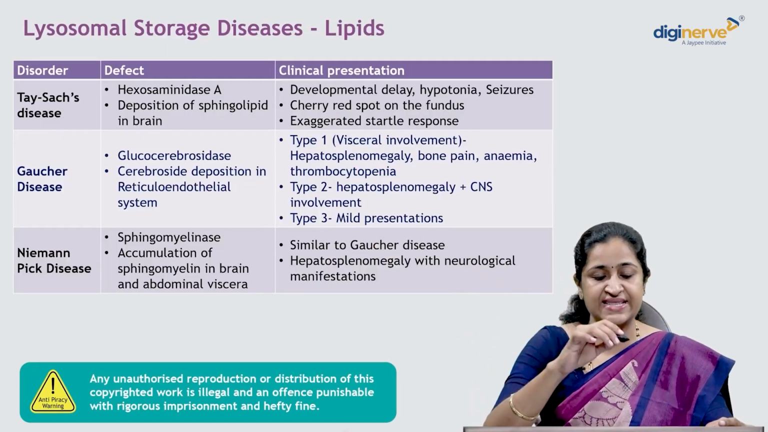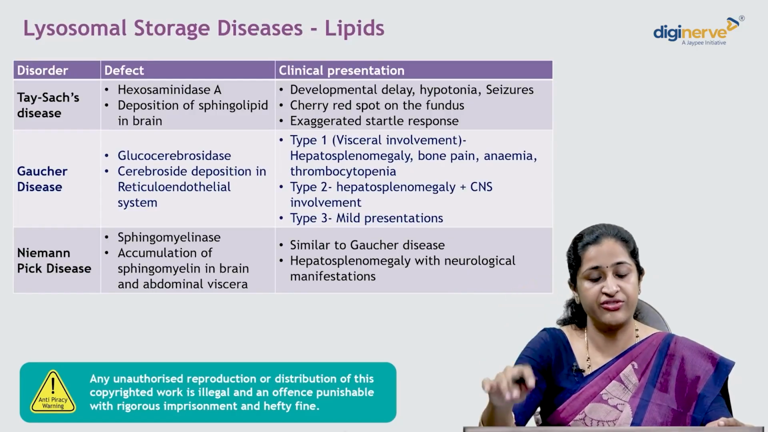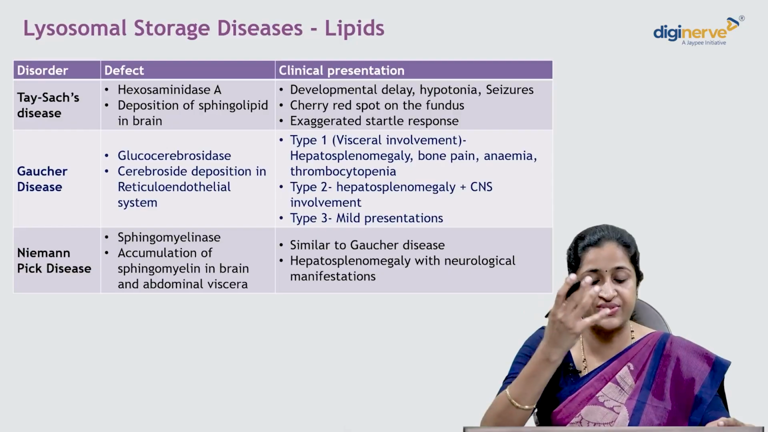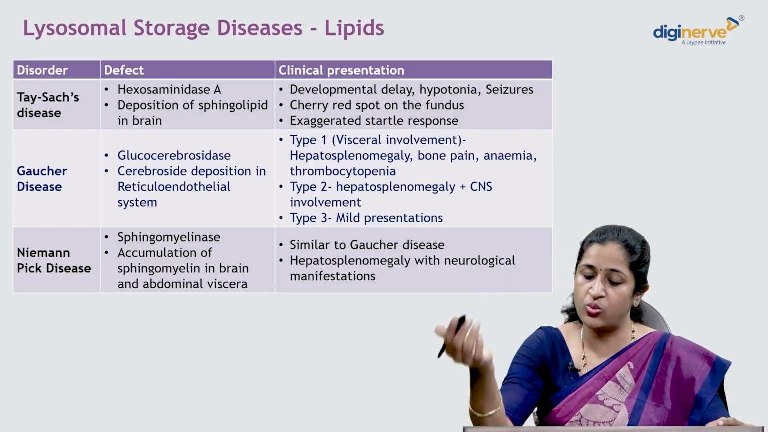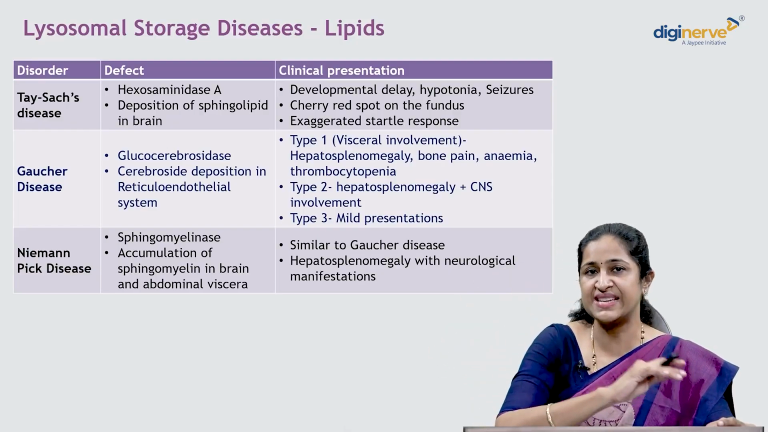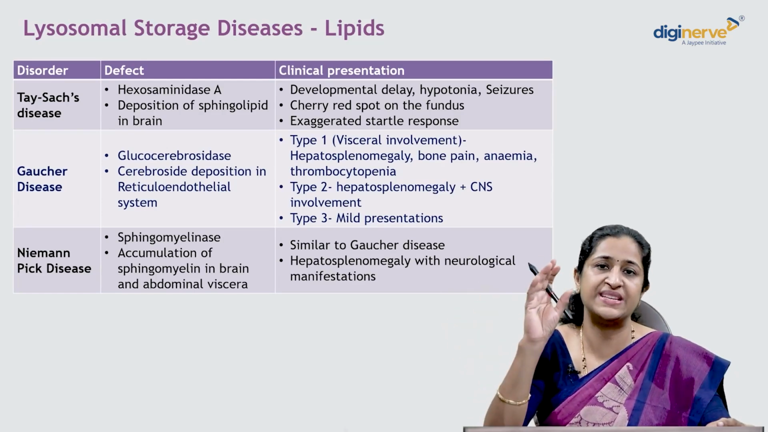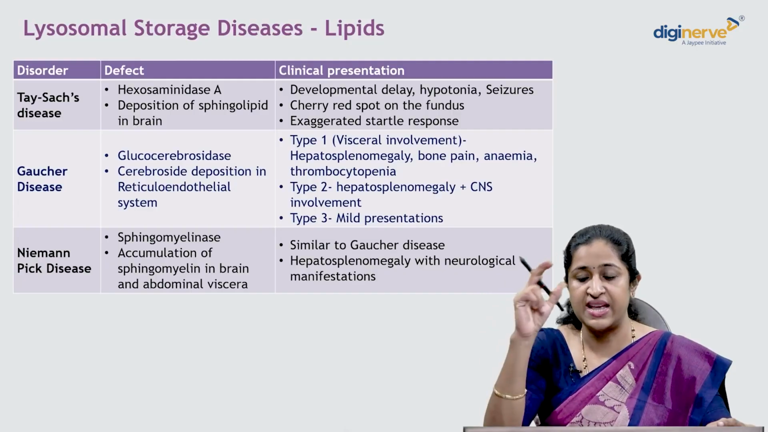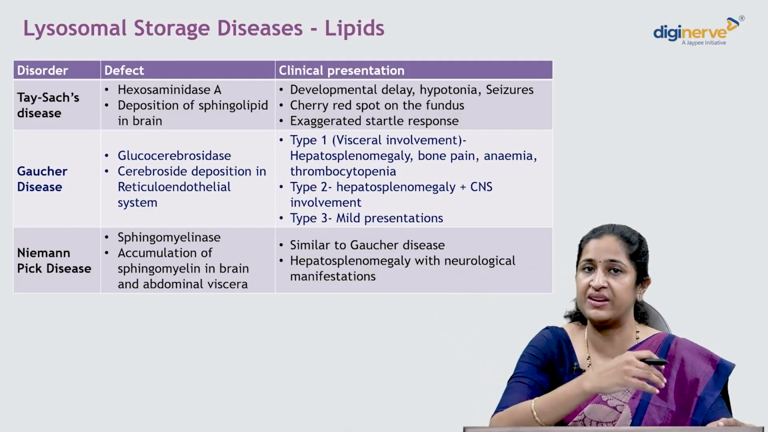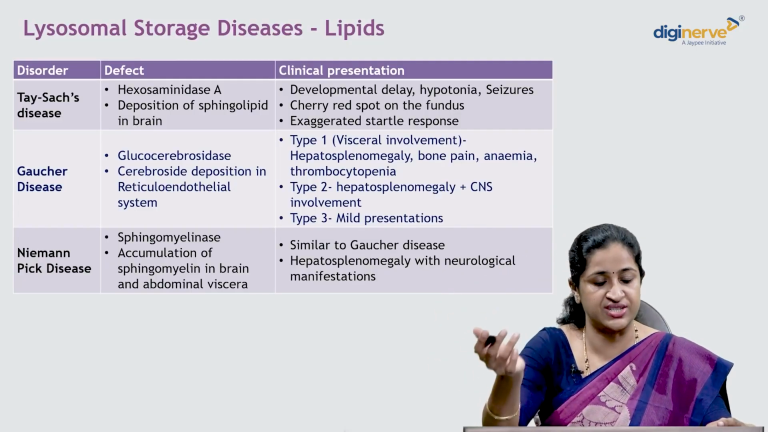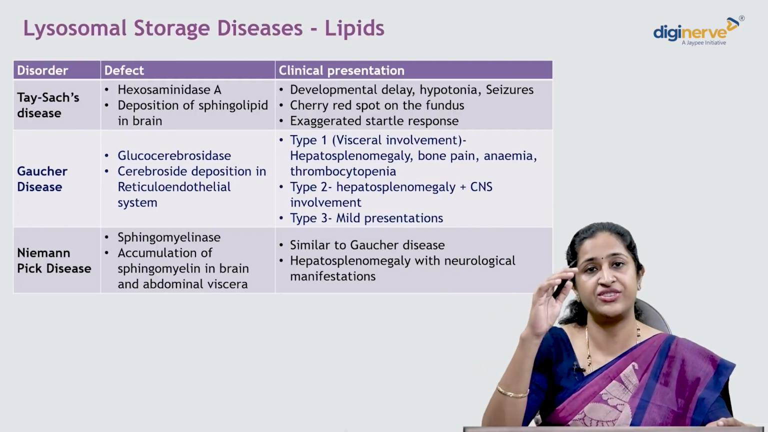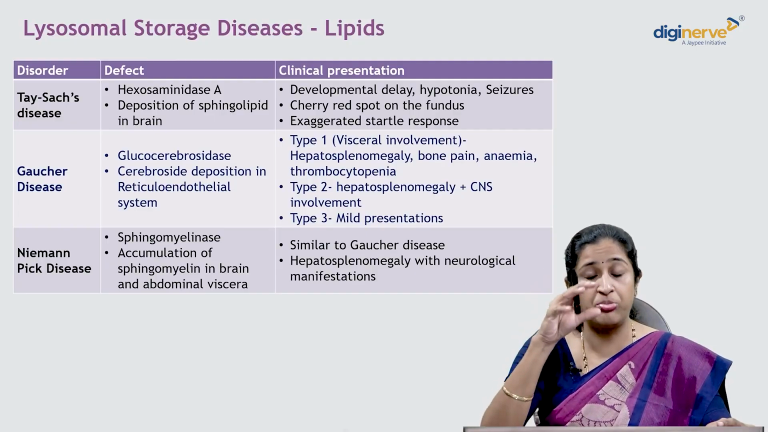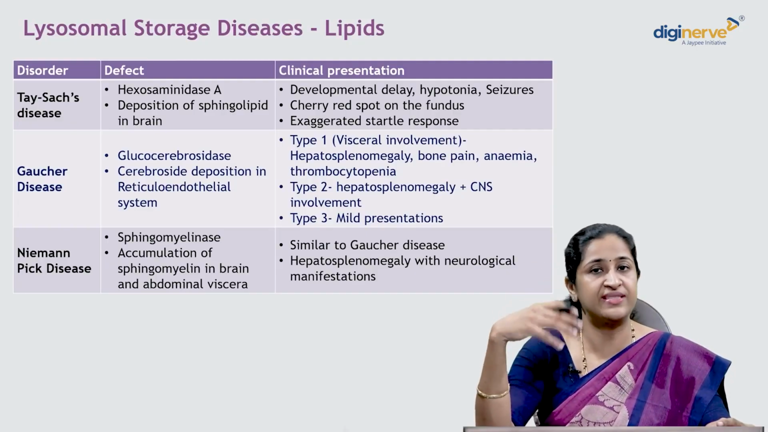Tay-Sachs disease. Tay-Sachs disease is because of deficiency of hexosaminidase A, and this results in the deposition of this sphingolipid in the brain. So what happens? Tay-Sachs disease, from the neonatal period, there is exaggerated startle reflex, cherry red spot on the fundus, macrocephaly, developmental delay, hypotonia and seizures.